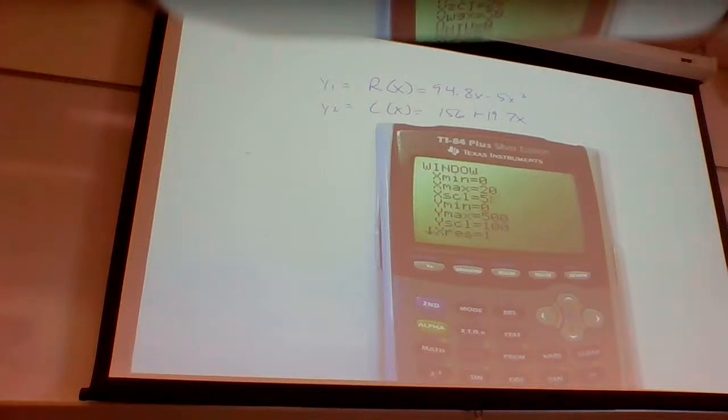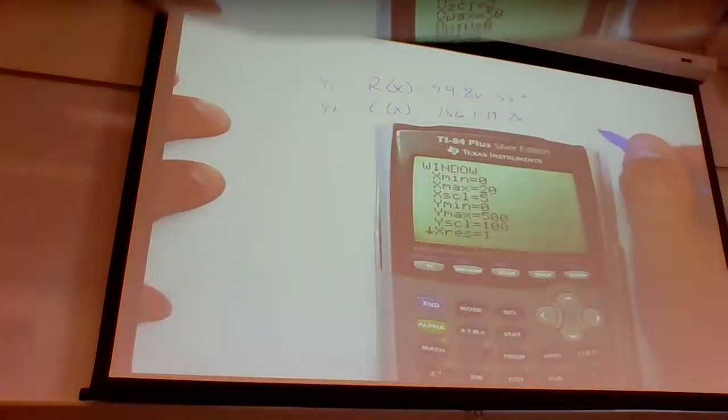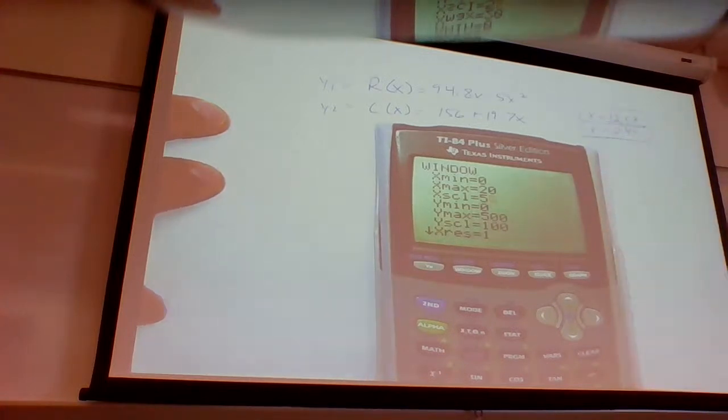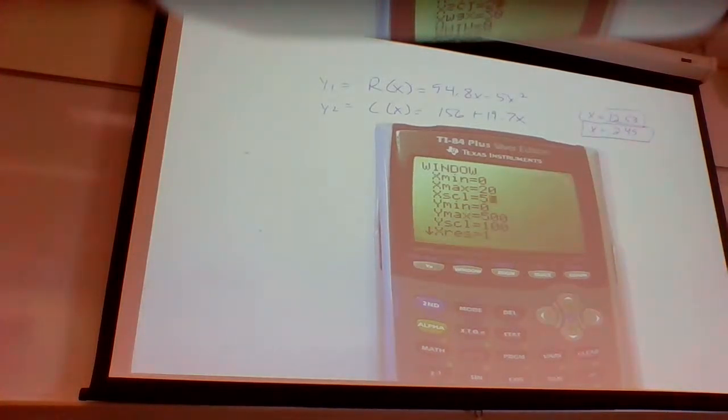Y minimum 0, Y max 500, Y scale 100. And when you hit graph, I want you to locate where the revenue and the cost are the same. When you hit graph, draw it and find where the revenue and cost are the same. You already told me the answer should be 12.53 and 2.49. We're going to find it graphically. So after you put in the window, hit graph, draw, and find it.